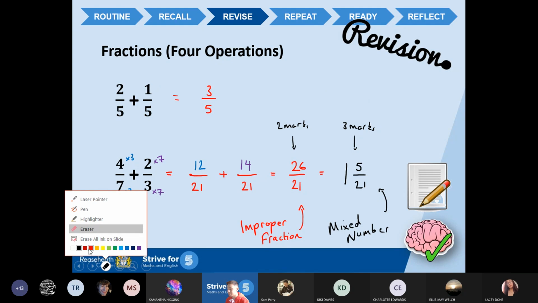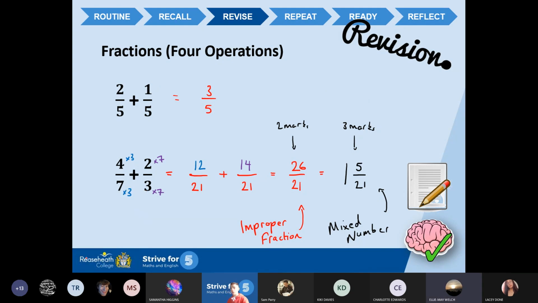Well, that is how we add fractions, okay? So if the bottom numbers are the same, keep them the same. If they're different, we have to make them the same, and we times those two base numbers together. Now, essentially, what it's saying, 4/7 add 2/3 would give me one whole with 5/25 left over. But yeah, there we go.